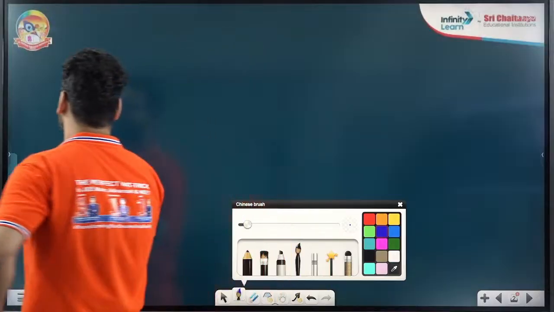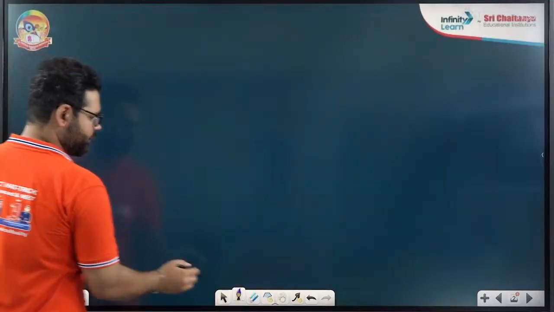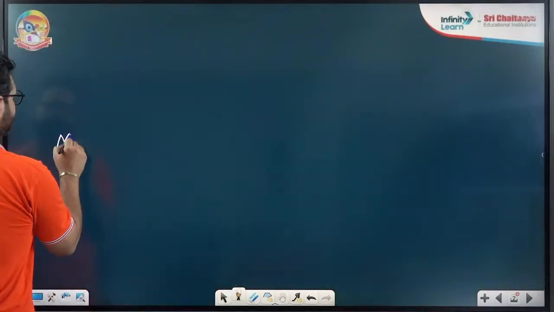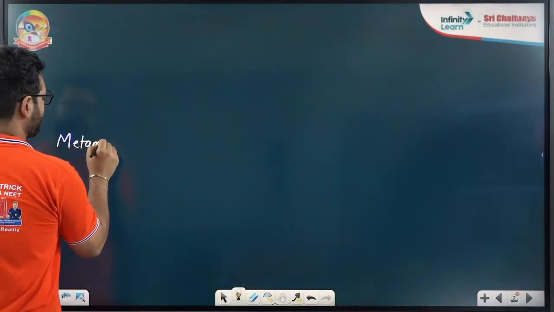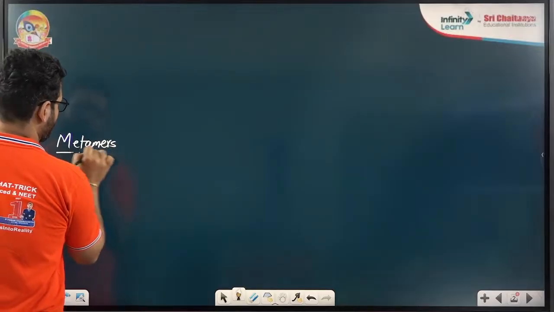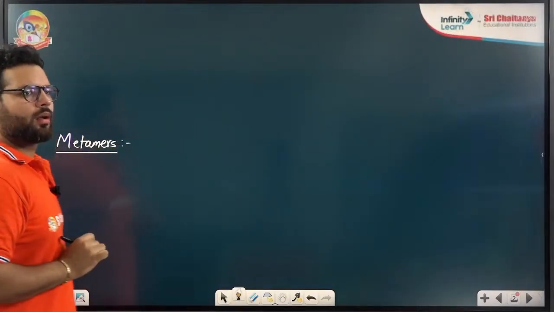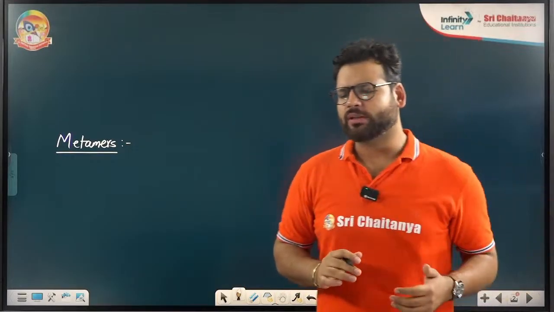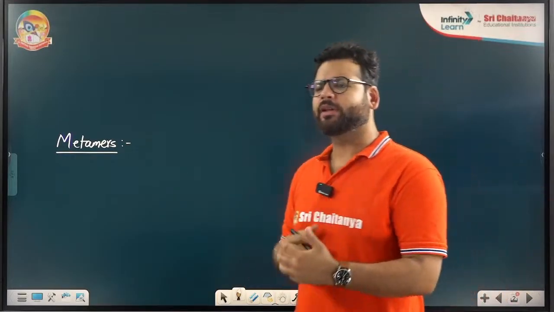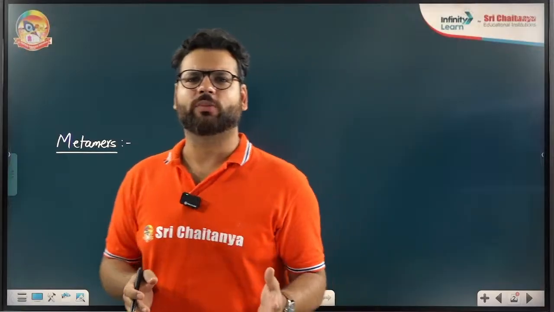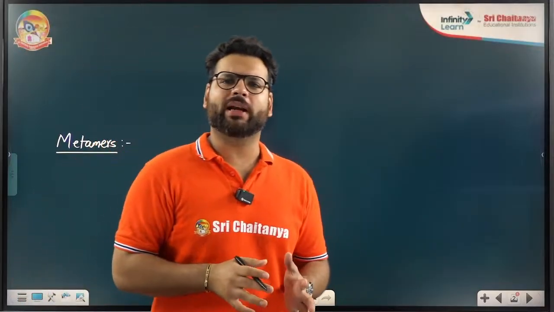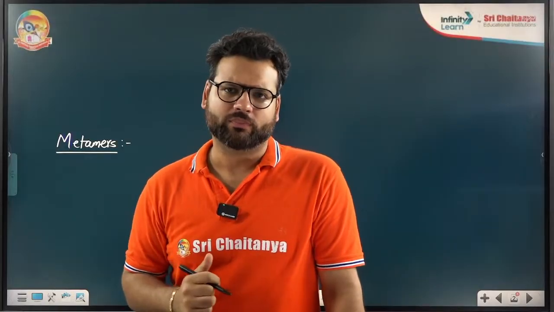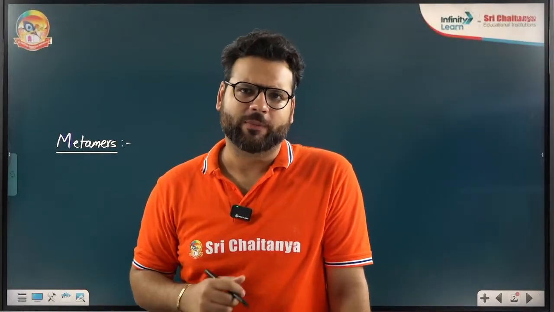So when we talk about metamers, metamerism is a type of isomerism which generally coincides with positional isomerism and chain isomerism. Metamerism will always confuse you with chain and position. So what is metamerism? See carefully.